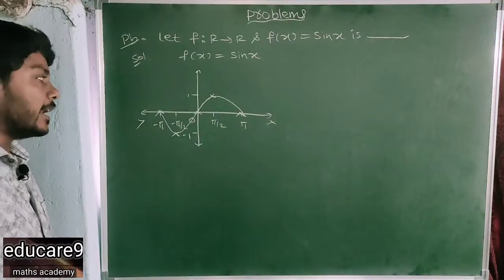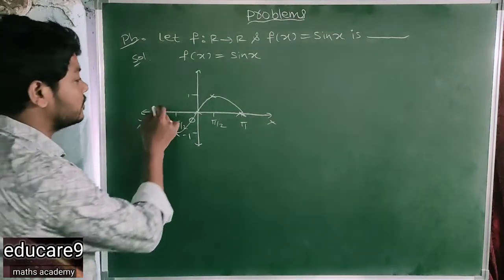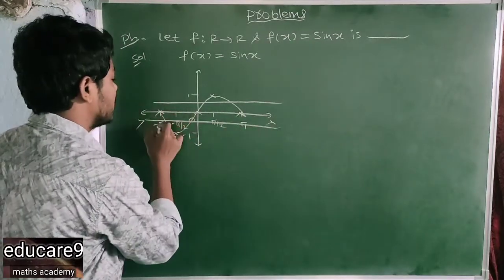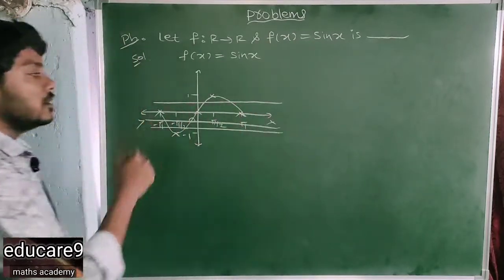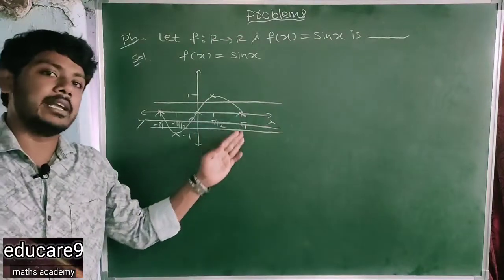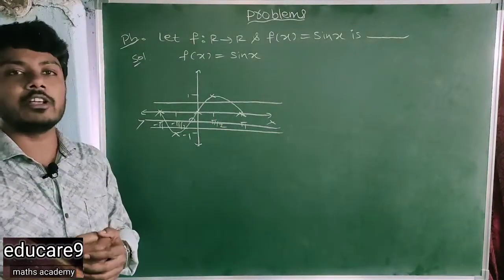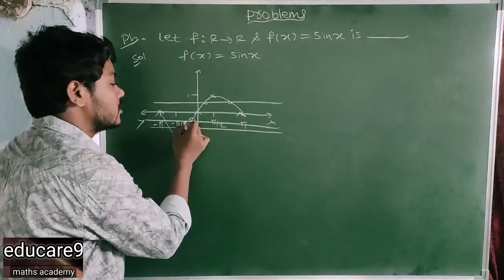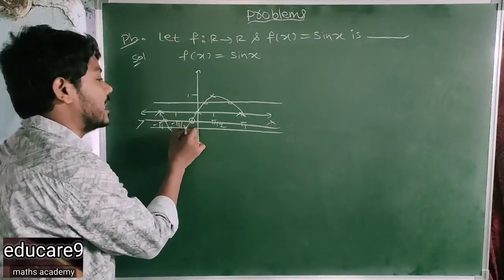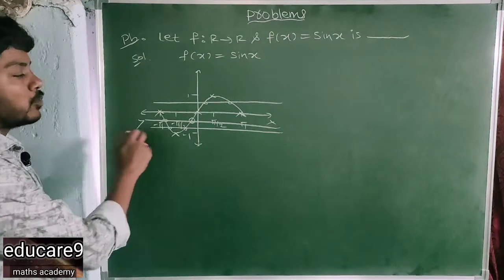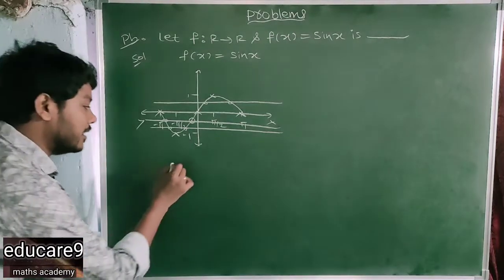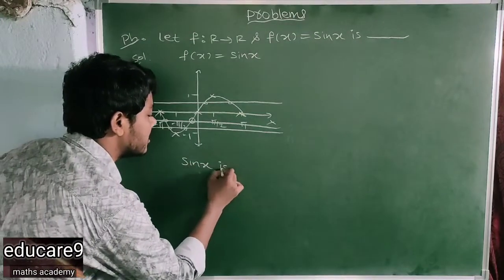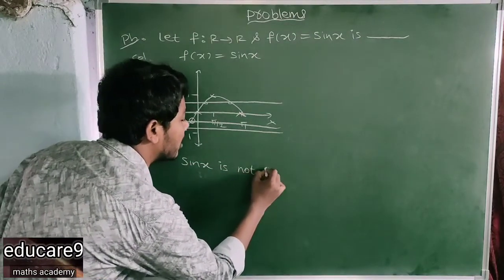Now draw the horizontal lines for this graph. So clearly these horizontal lines touch the given graph at more than one point. In this case, sin x is not 1-1.